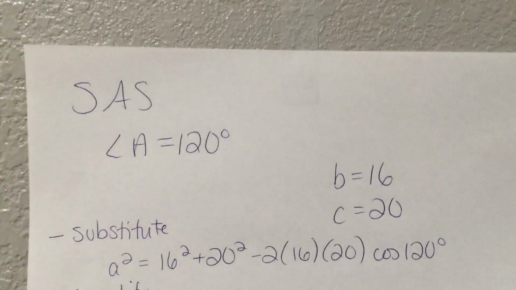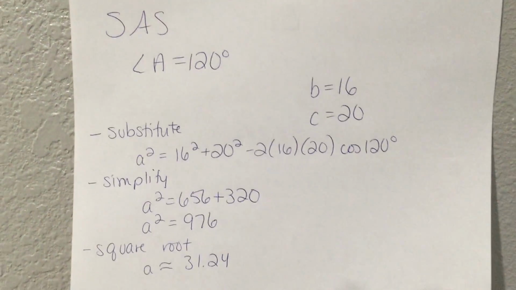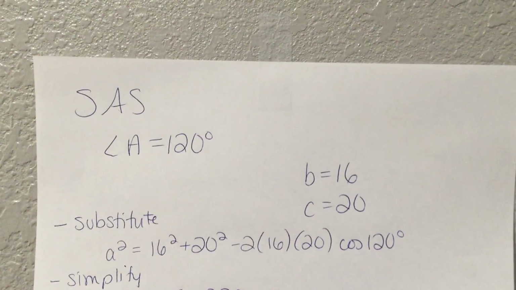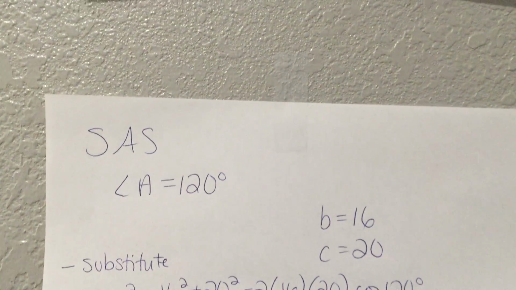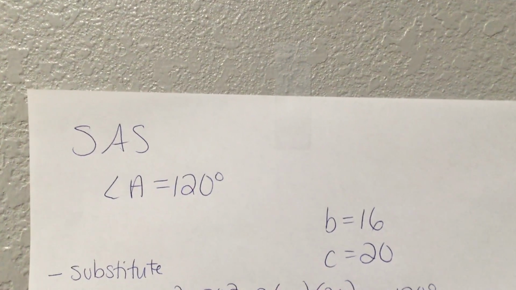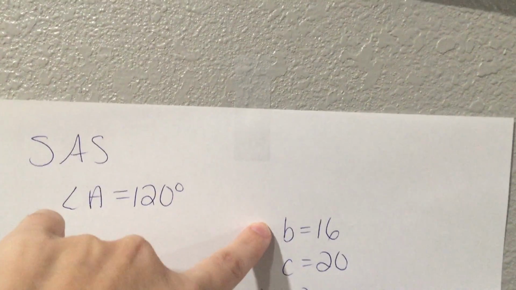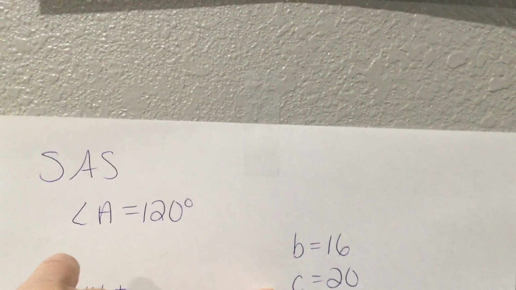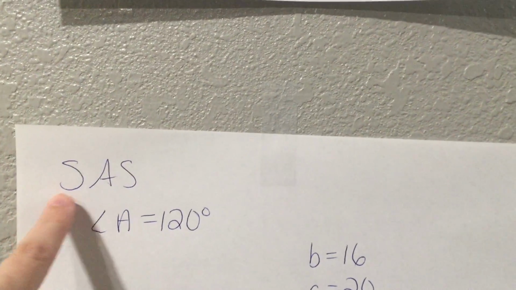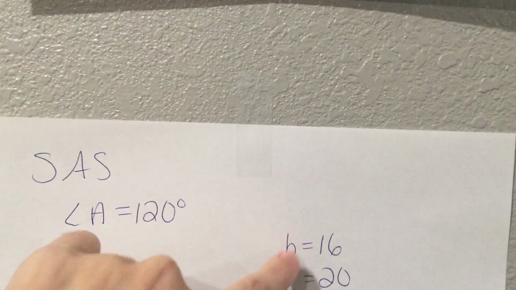Let's go on to the other type of triangle. This is an SAS triangle. This is where we have a side, an angle in between, leading to another side. So the information we've been given is angle A is 120 degrees, side B is 16, and side C is 20. Remember, we know we need this method because none of these have the same letter.